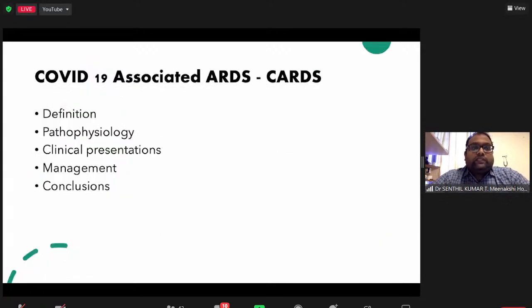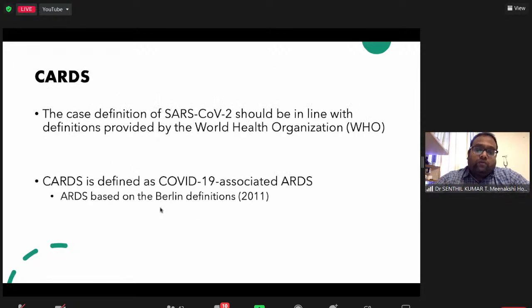So, CARDS, which is nothing but COVID-19 ARDS, or COVID-associated ARDS. We're going to see just a small overview of how far it is different from the regular ARDS and how we're going to manage it. Going on to the definition of COVID ARDS: first, the definition of SARS-CoV-2 infection should be in line with the WHO definition, that is symptoms with a positive RT-PCR or positive CT findings. And with COVID positive, if the case is in line with the Berlin definition of ARDS, it is considered to be COVID ARDS.